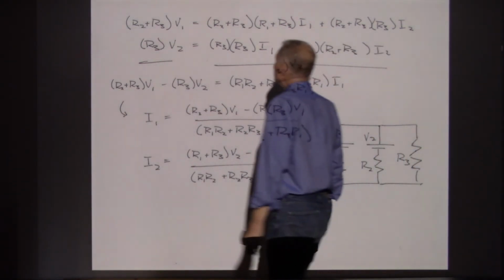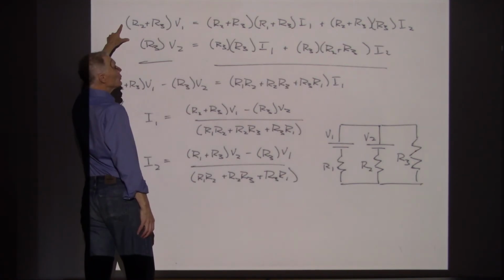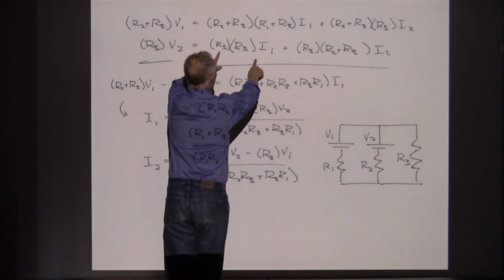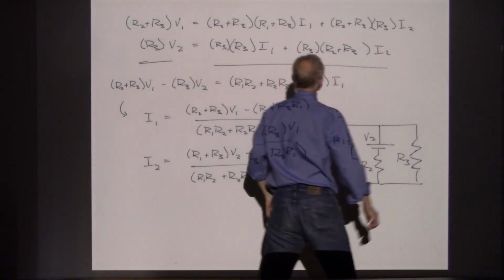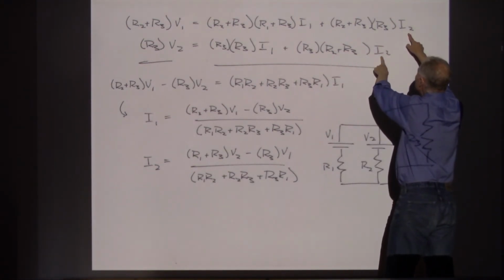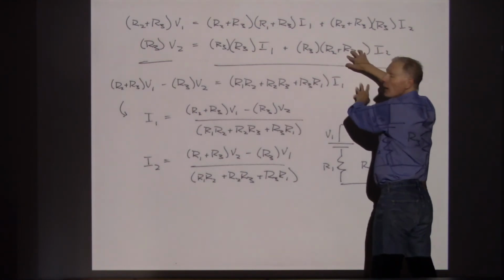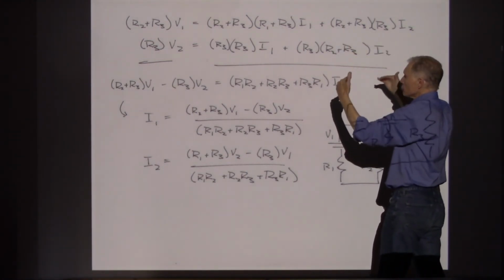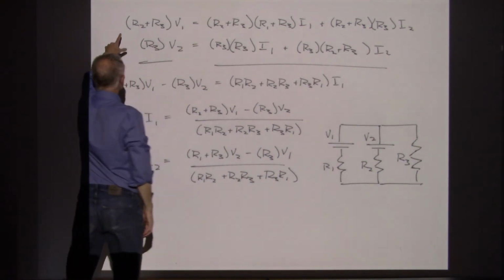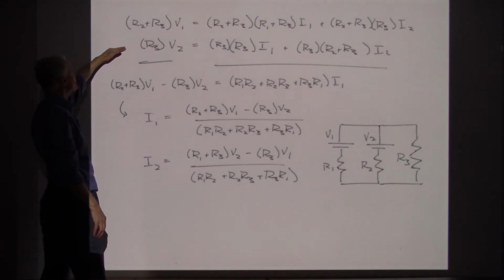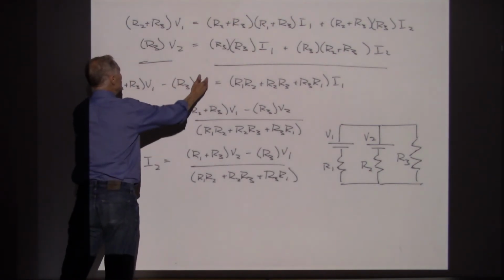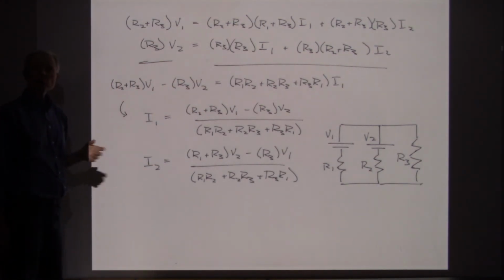So that's what I've done. I've multiplied the top equation by R2 plus R3, and I've multiplied the lower equation by R3, and all this stuff is what I've ended up with. And if I notice, sure enough, these last terms that include I2, they match. That was my intention. And now I'm going to subtract the lower equation from the upper one. If I subtract the terms on the left sides of the equations, that's R2 plus R3 times V1 minus R3 times V2. That's in terms of the voltage boosts.